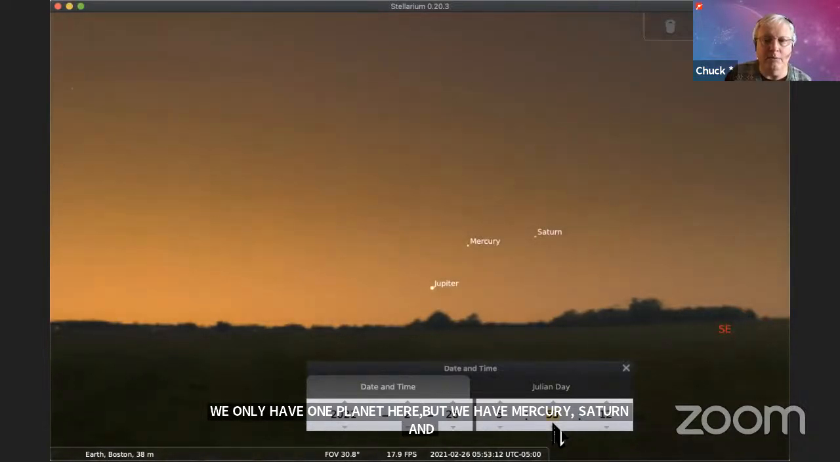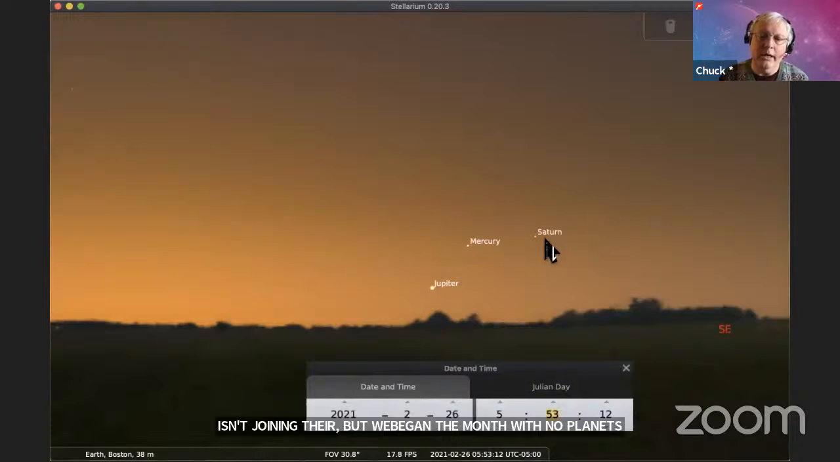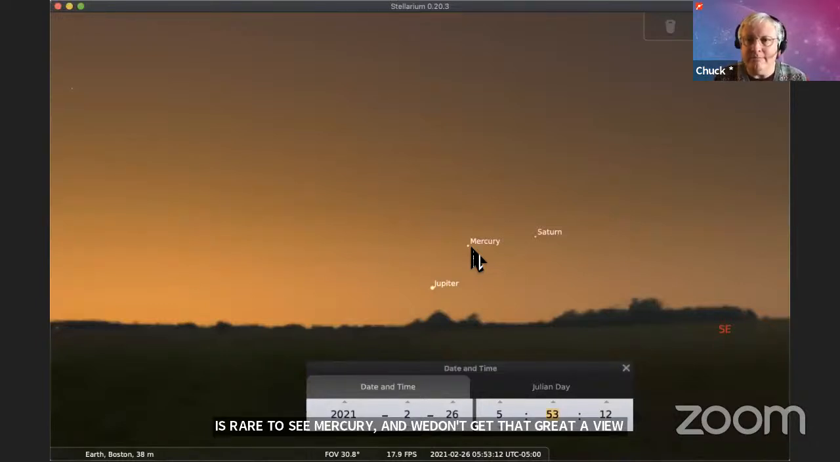But we began the month with no planets visible before dawn. All of a sudden, we have the 3 planets, Mercury, Saturn, and Jupiter. It's kind of rare to see Mercury, and we don't get that great a view of it. So you have to have a very clear horizon to the east. Fortunately, we on the East Coast have that. We can go to a beach, look out over the Atlantic Ocean.